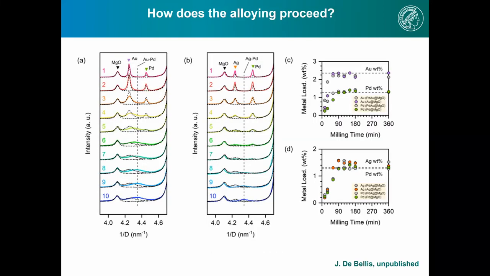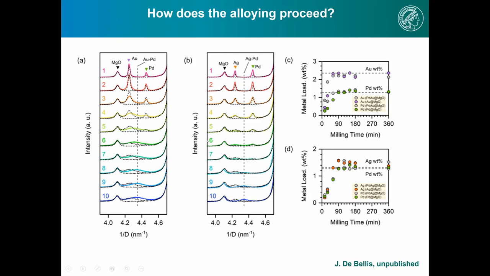We have looked at this alloying process in a time-resolved manner to get some information. So we've taken samples at different times in the milling and analyzed them by X-ray diffraction. What you see, if we take this example here, is first the reflections of the individual metals, silver and palladium, that get broader. And only when the individual particles are sufficiently small do they actually start to alloy. We get this reflection here in the middle, which indicates the formation of the alloy.